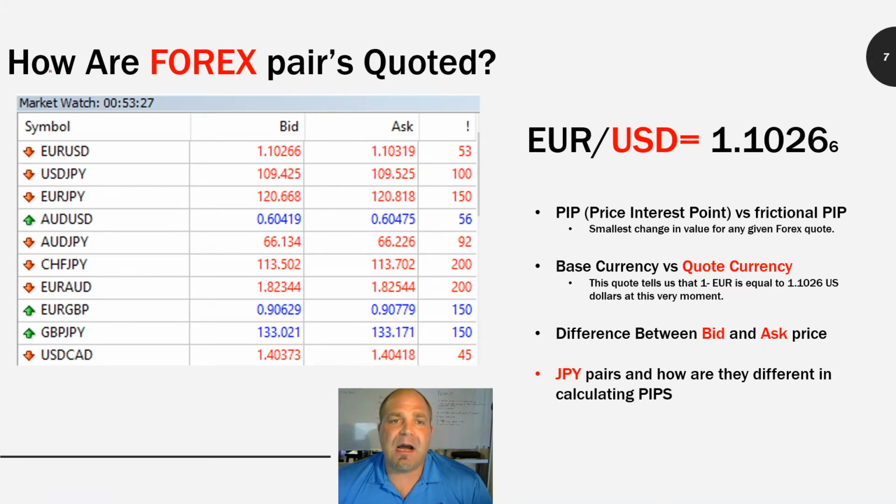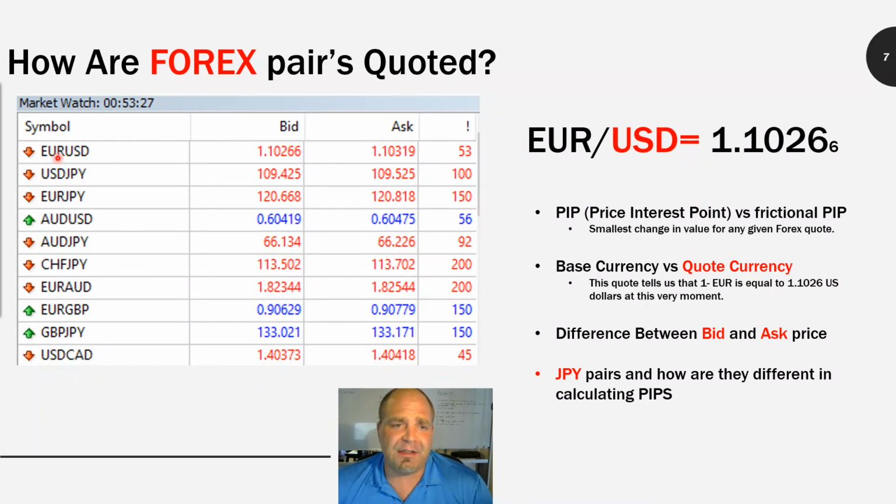All right, guys, how are Forex pairs quoted? So this is a snapshot of my own MT4 account. I want to break this down. So there you can see it better.